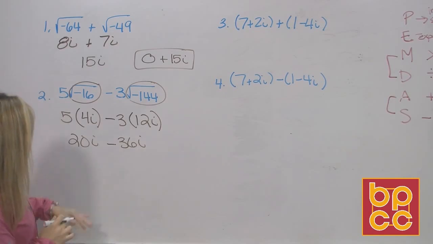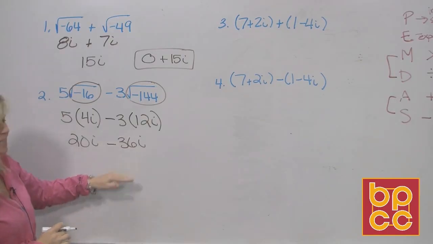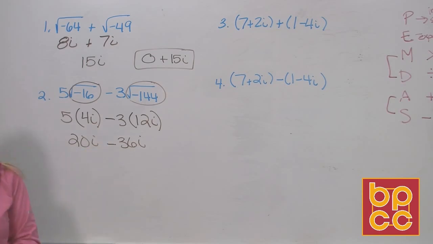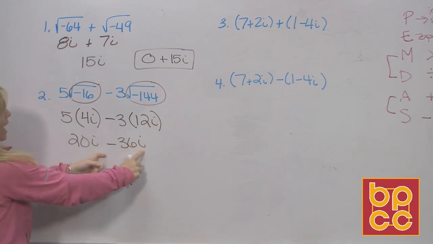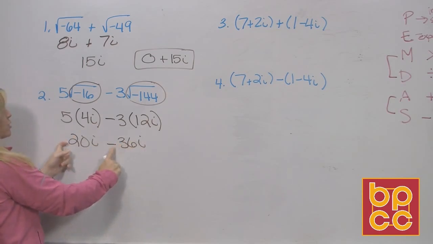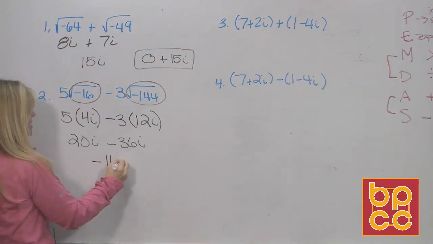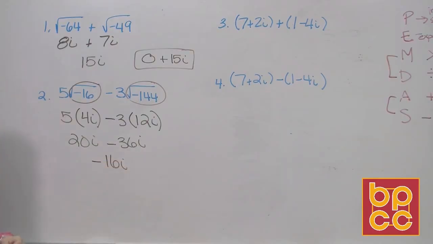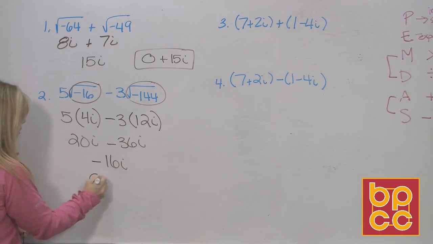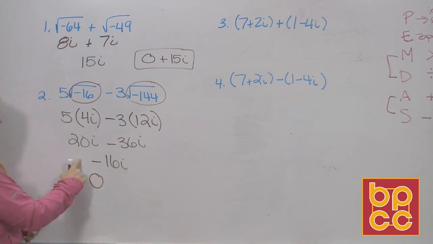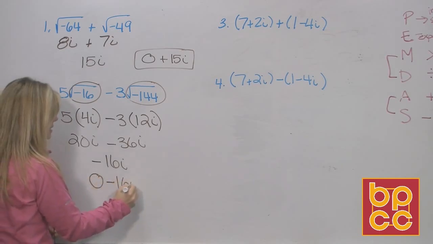Now when you read that, it says 20i minus 36i, it said subtract. The sign, we have like terms. The signs are different, so we subtract and we get negative 16i. So to write that as a complex number, the real part is an invisible 0. There's no real number here. Minus 16i.